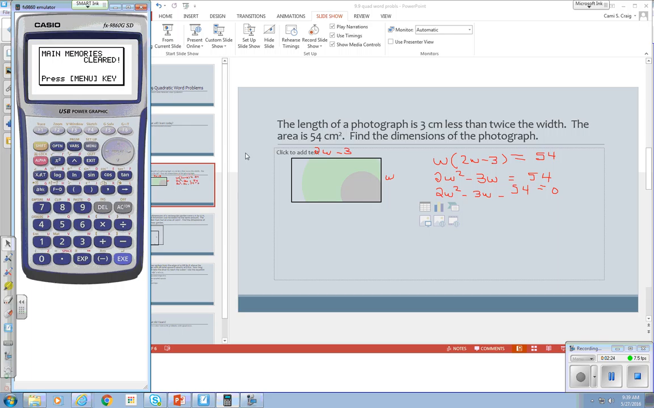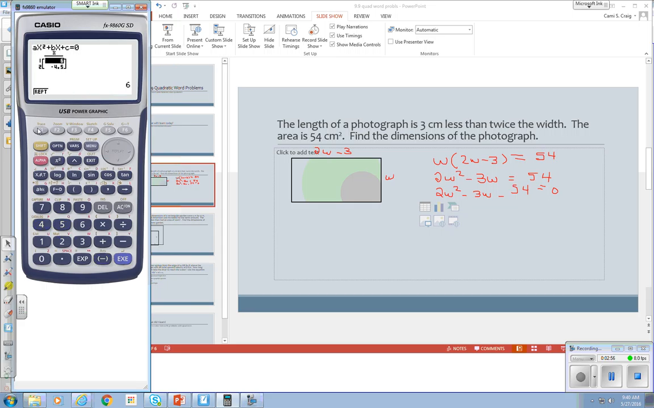Okay, so I've got the length of this photograph. We're going to go to the menu. I'm going to go right to equation because it's in standard form. So I'm going to do polynomial because it has an exponent. The exponent is 2, so the degree is 2. And I'm just going to plug in my coefficients. So 2, negative 3, negative 54. Okay, and I'm going to solve it.